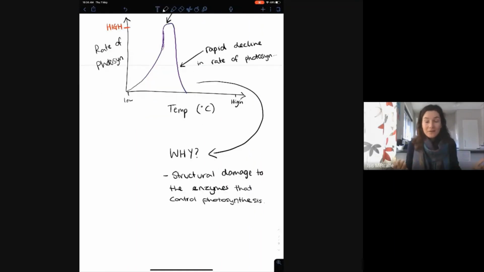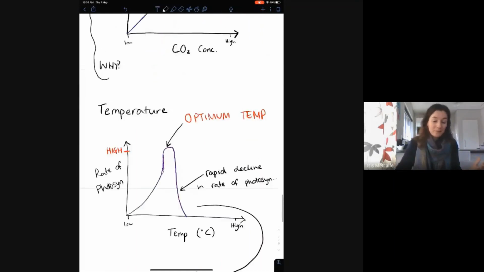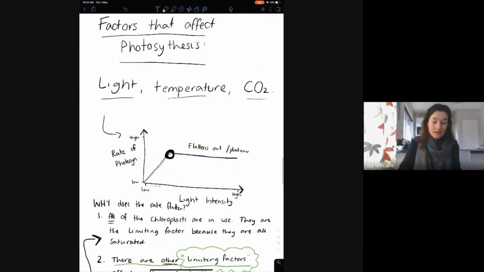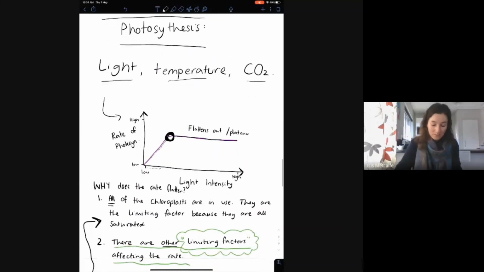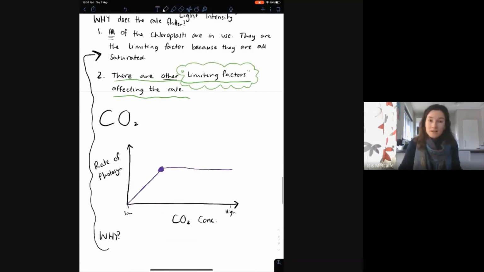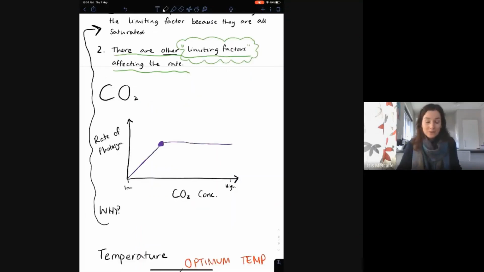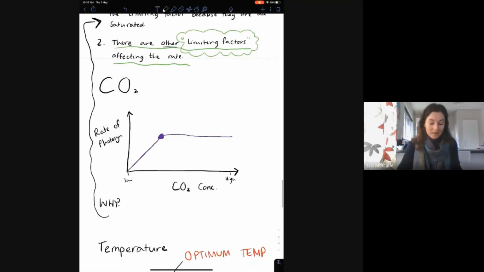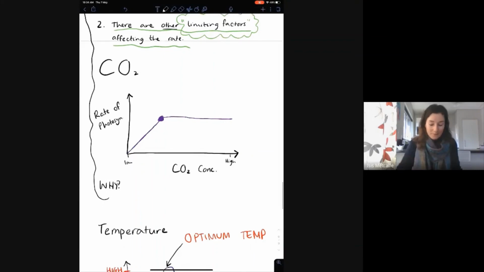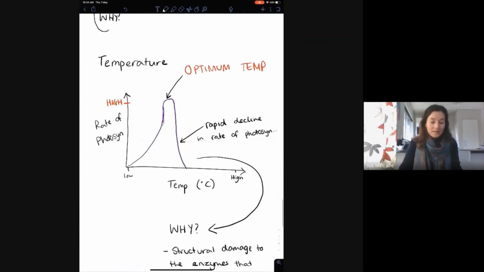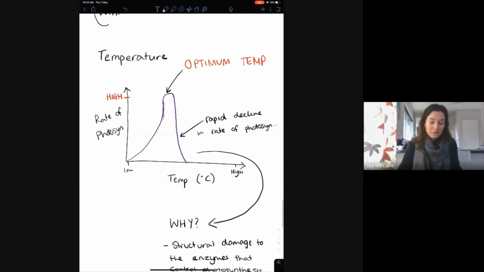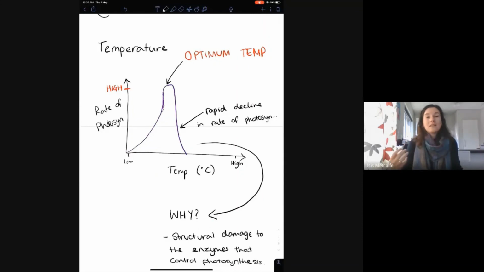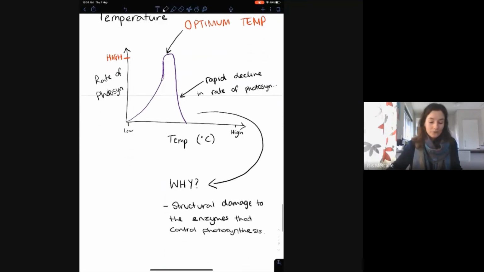So those are our 3 factors that can affect photosynthesis. We have got light intensity, which you've already seen with the algae balls. We've got carbon dioxide, which there is a cool practical that we could hopefully do in class later on. And then we've got temperature, and temperature is the one that's a little bit different, because when you increase the temperature too high, you see this rapid decrease in the rate of photosynthesis.